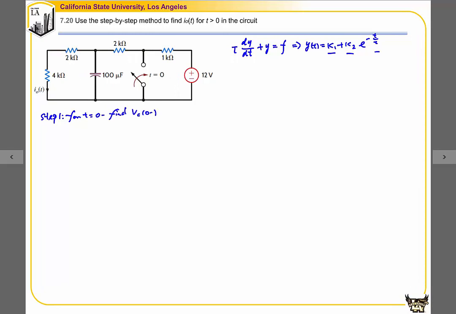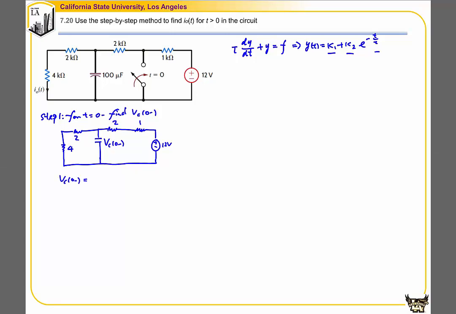Let's draw the circuit. We have Vc(0 minus). We know that Vc(0 minus) is equal to the voltage share of this 2K and 4K resistor. We can use the conclusion from chapter 2, the voltage divider circuit. So we have (2 plus 4) over (2 plus 4 plus 2 plus 1) times 12 volts. That will give us 8 volts.